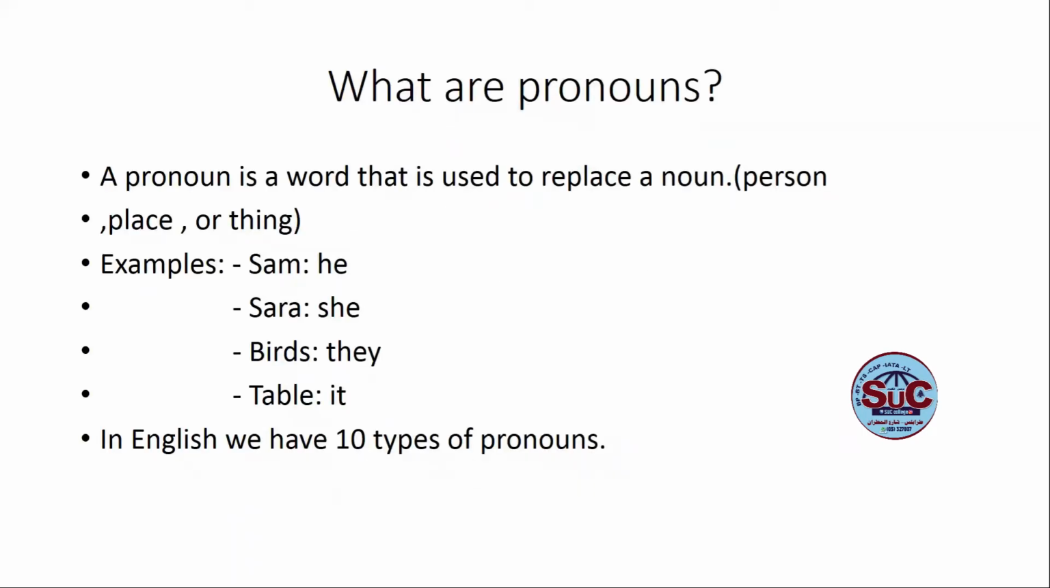What are pronouns? A pronoun is a word that we use to replace a noun. A noun refers to a person, place, or a thing. As an example, instead of Sam, we can replace it with he as a pronoun. Instead of Sarah, we can replace it with she. The birds, I replace it with the pronoun they. Table refers to a thing, so I replace it with it.